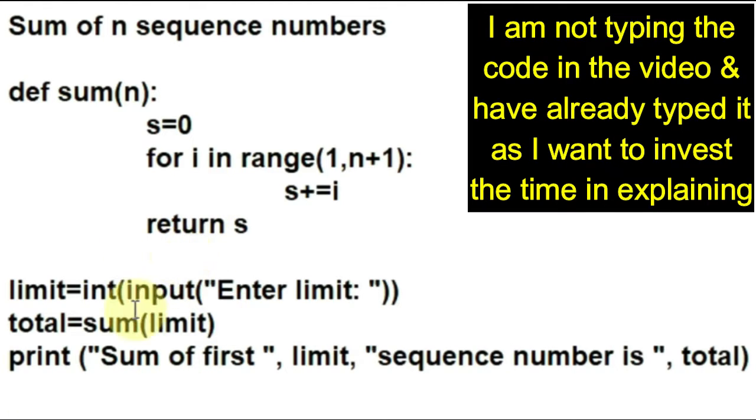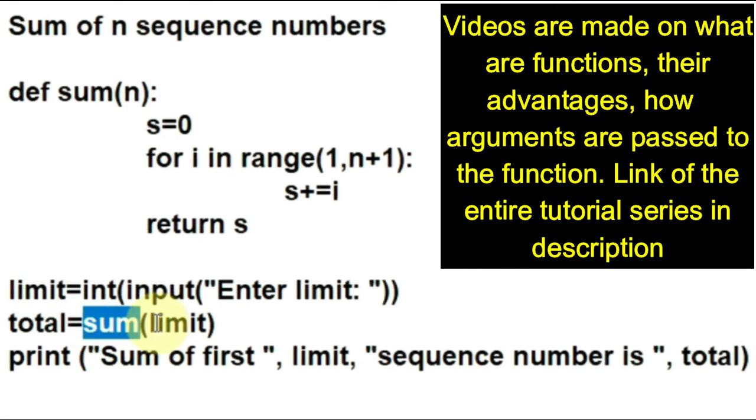How? See. First the user is asked to enter a limit. Suppose the user enters 5. That will be assigned to this variable limit. You are invoking the sum function and taking the argument limit. Limit has the value 5, which will be assigned to this parameter n. You are adding the sum of the first 5 sequence numbers into variable s. So s is initialized to 0.